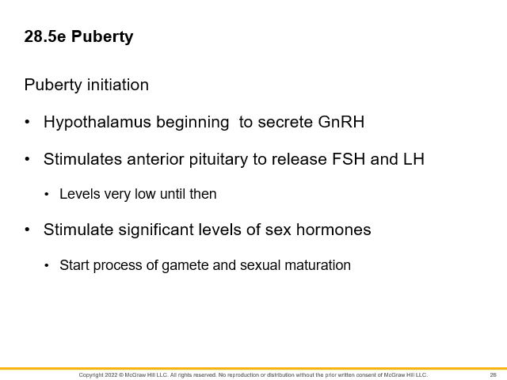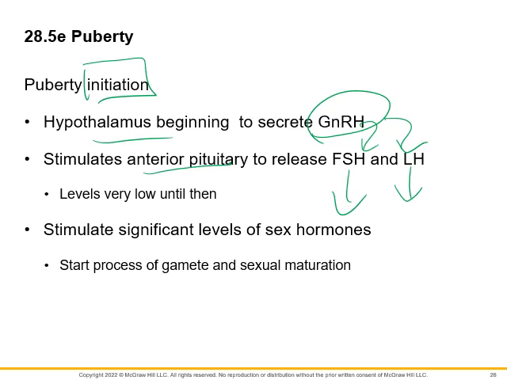So the initiation of puberty is going to start with the hypothalamus releasing GnRH, with FSH and LH being released from the anterior pituitary, and then these are going to go to the gonads, either the ovary or the testes, and cause them to secrete sex hormones.